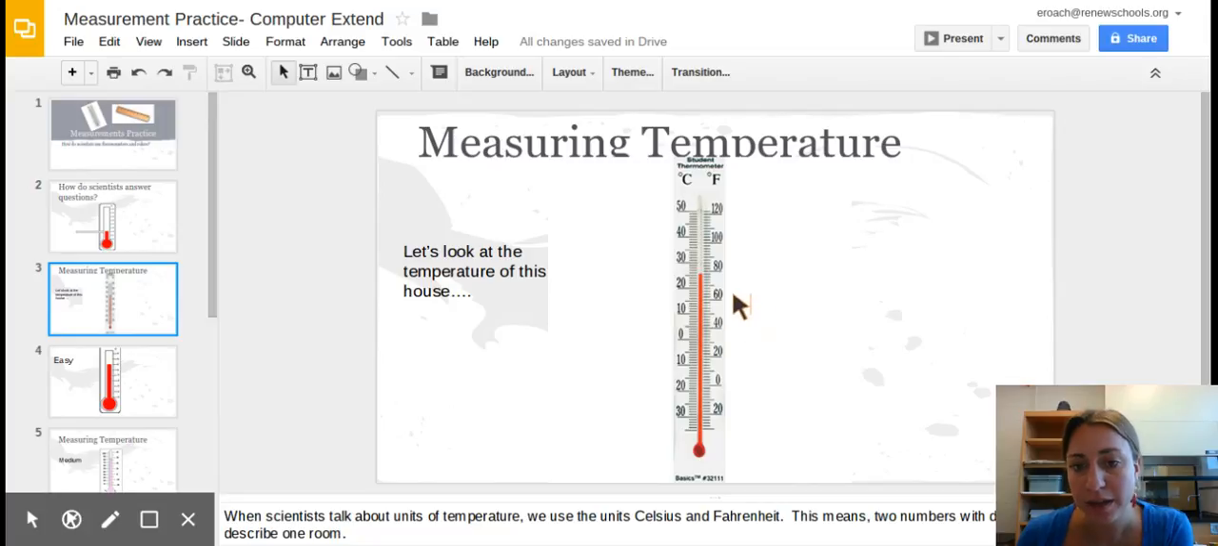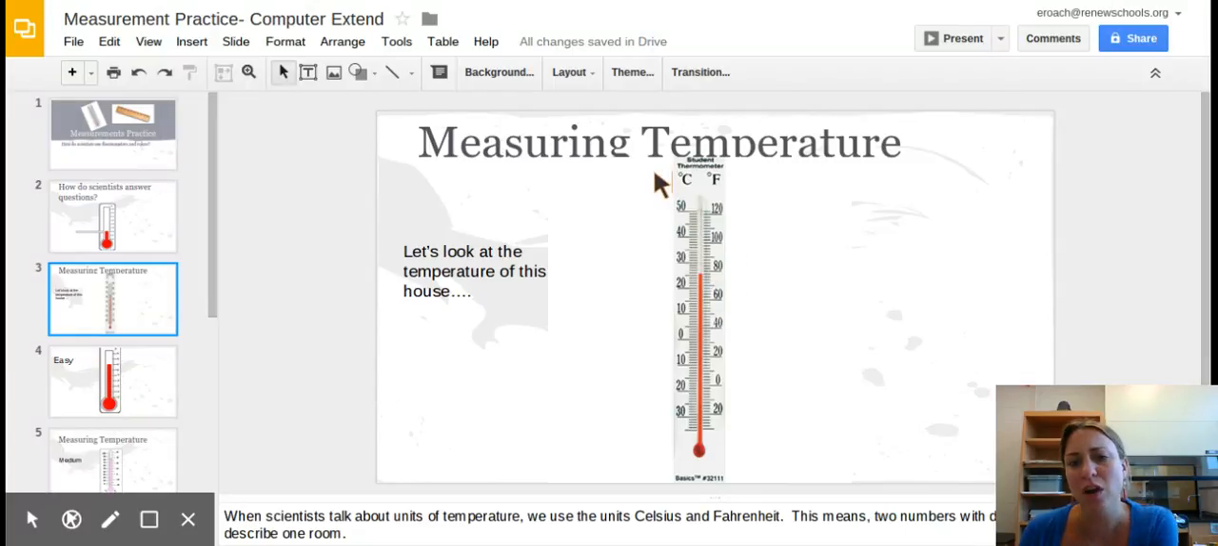20, 40, 60, 80. I see this is a little below 80, but I have to figure out how many degrees the room in this house is. If this is 60, that little line must be 70. So to get from 70 to 80, this thermometer must count 70, 72, 74, 76, 78. It must be 78 degrees Fahrenheit in this room.